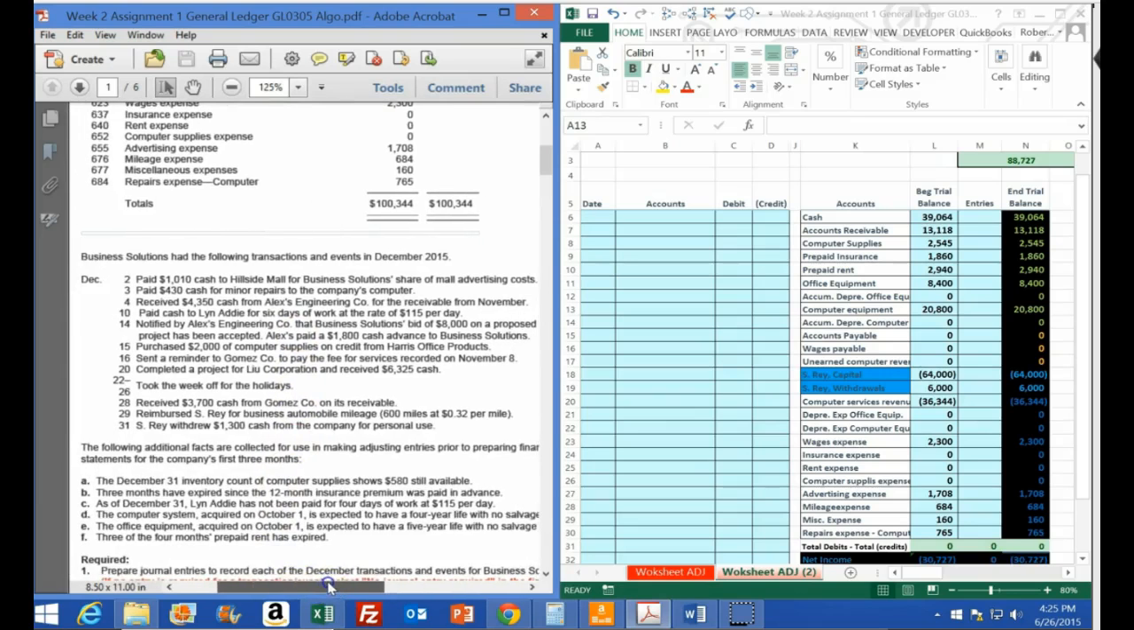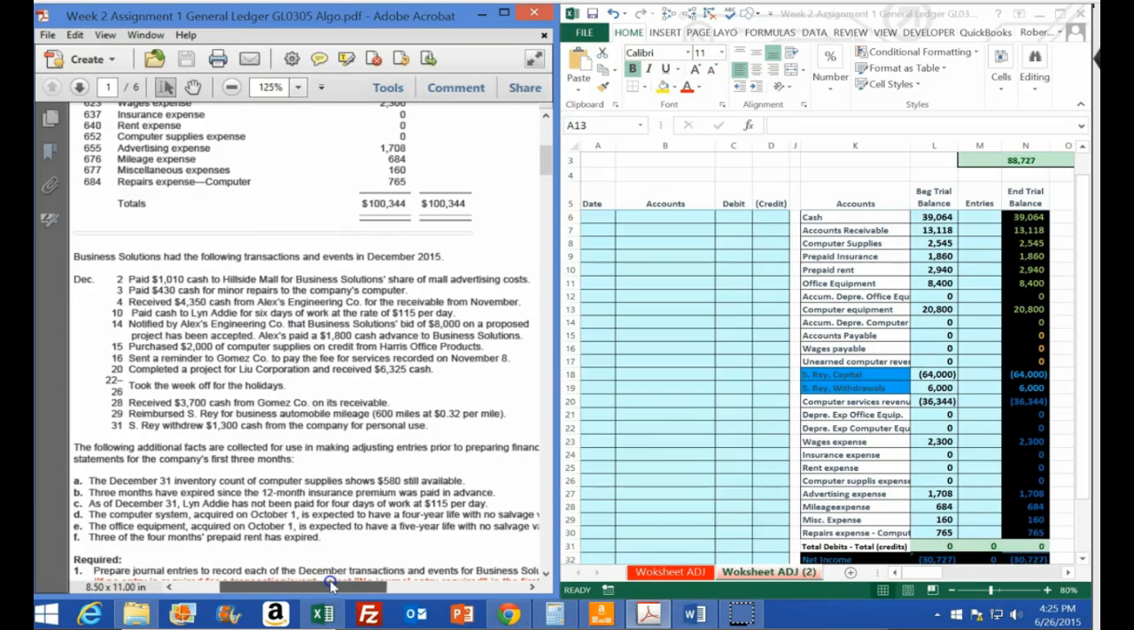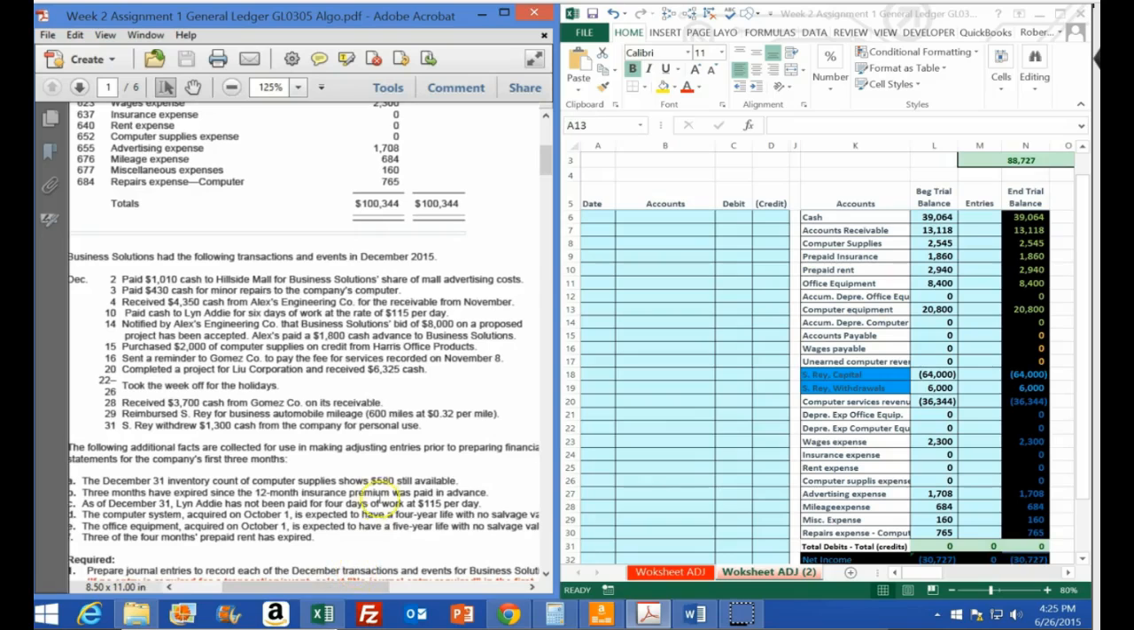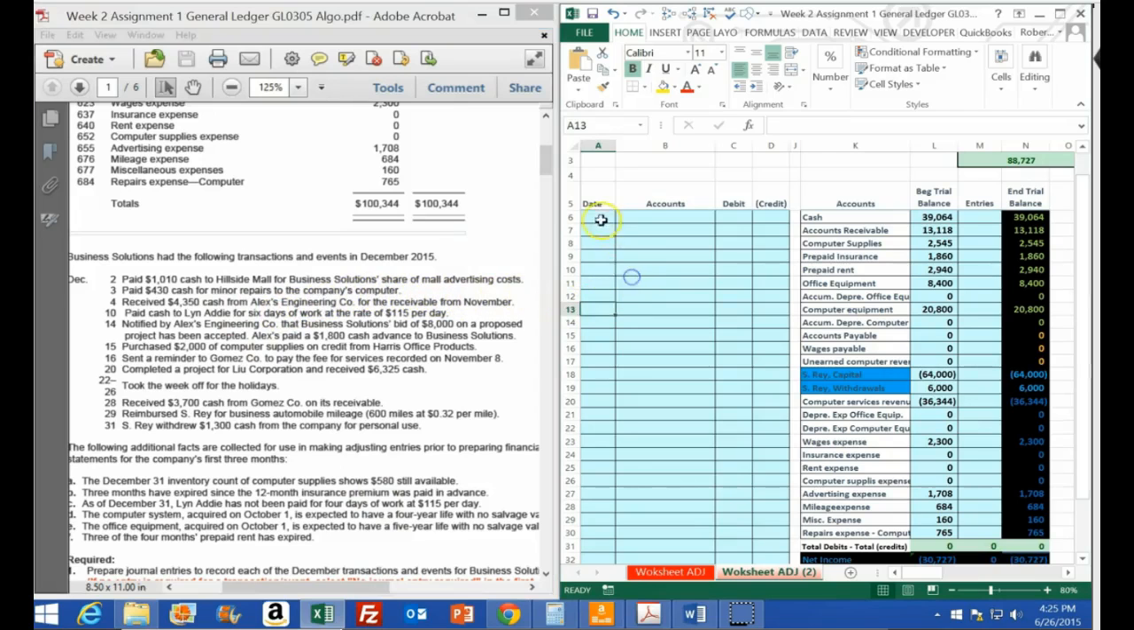Okay, so then we have the business solution, which had the following transactions as of December 15th. Paid 1,010 cash to Hillside Mall for business solutions' share of the mall advertising costs. So we have 12.2. We paid something. So first question is always, is cash affected? In this case, it is. We paid cash.